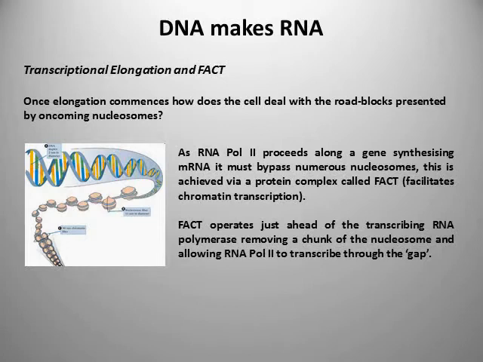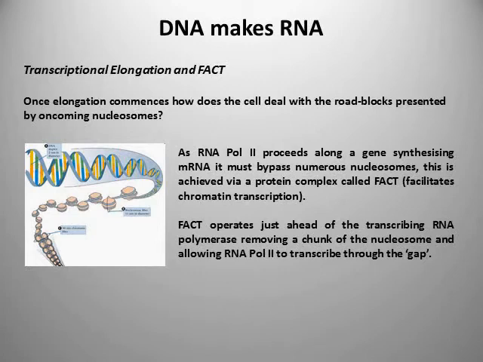So how does RNA polymerase II get around the fact that much of the DNA is wrapped around these histone octamers and is pretty much inaccessible for the polymerase? Well, this is overcome by a protein complex called FACT, so-called because it facilitates chromatin transcription. Another really imaginative name there. But it's called FACT, this protein complex.